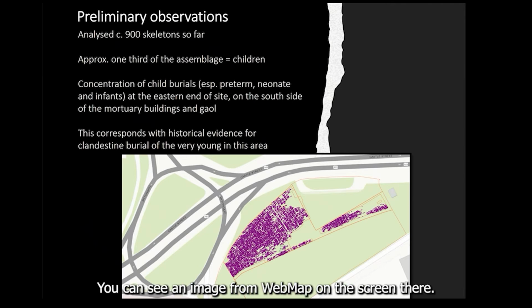You can see an image from WebMap on the screen there. Now you can see the roundabout on the A63 road there, and our site just to the southwest of it. Now at the very eastern end of the site, in this sort of thin strip with all the purple blobs in it, we're getting a lot of very, very young children from there. So preterm babies, newborn or perhaps stillborn babies, and also infants up to about a year old.